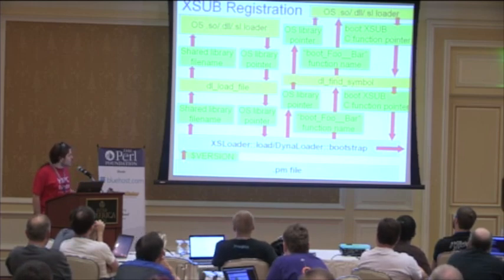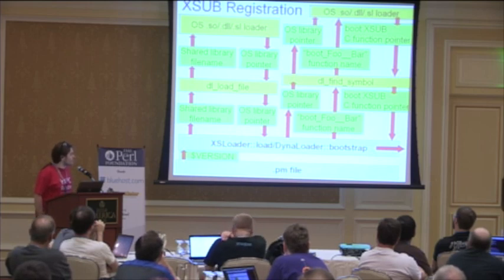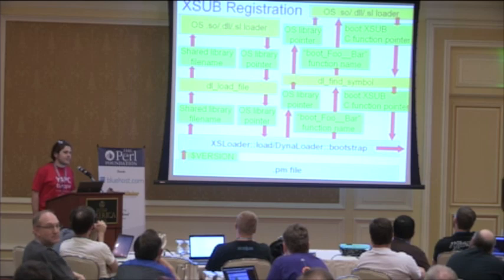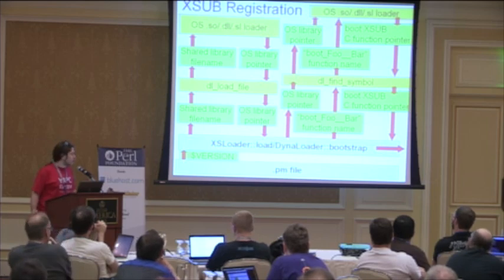That then calls dl_find_symbol, and dl_find_symbol goes and asks the OS shared library loader, please give me the C function pointer for this particular symbol name. And this is the only function that needs to actually be extern or publicly available in your shared library.